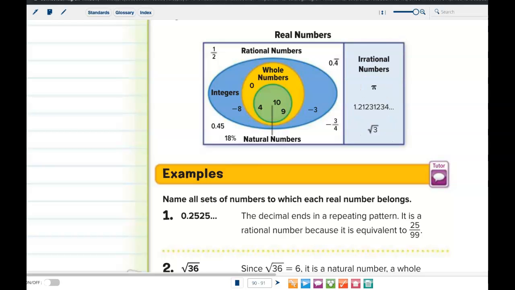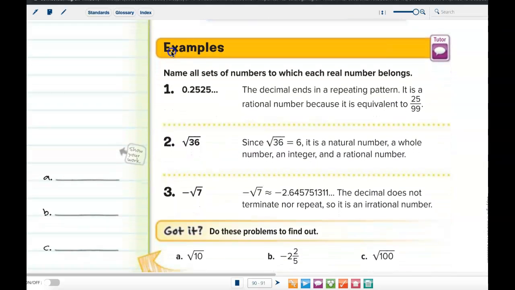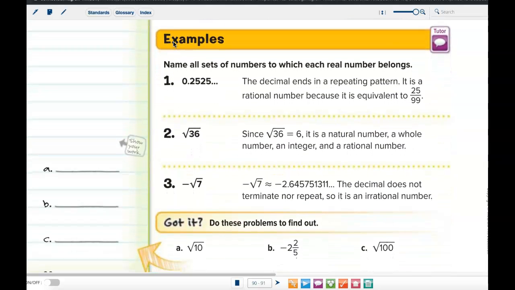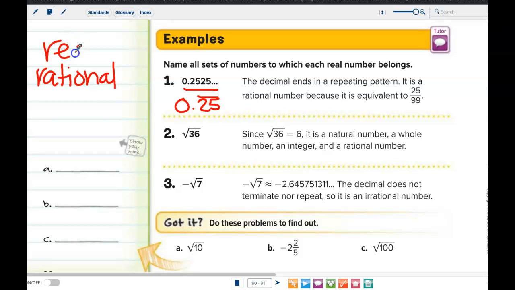In example 1, we are naming all the sets of numbers to which the real number belongs. So we have this decimal right here. We can say that this is 0.25 repeating, and we know that we can write repeating decimals as fractions, so we know that this is a rational number. It is not an integer because it is not a negative or positive whole number. So the only ones that we can say it belongs to are real and rational.